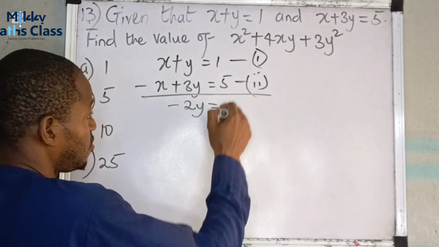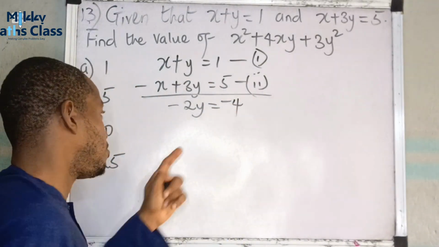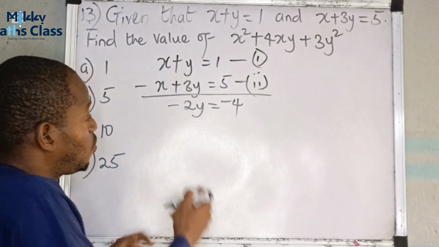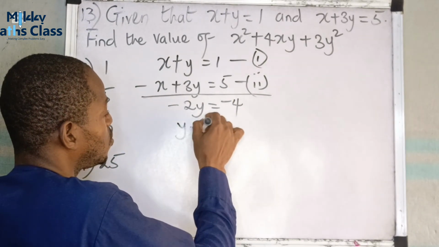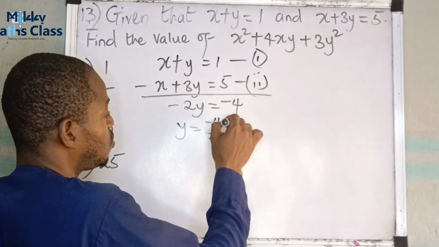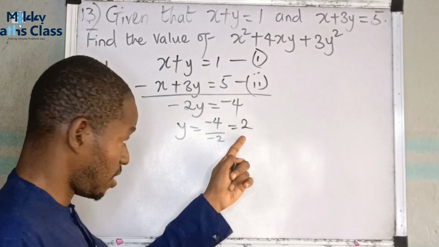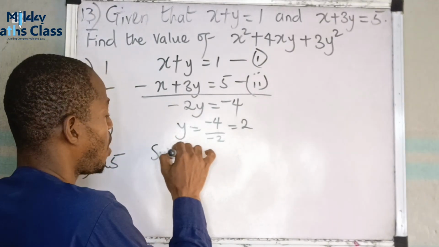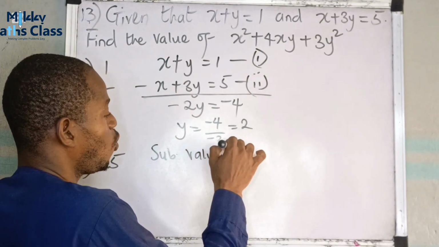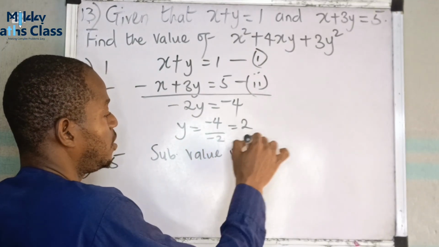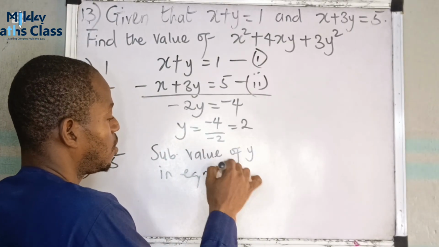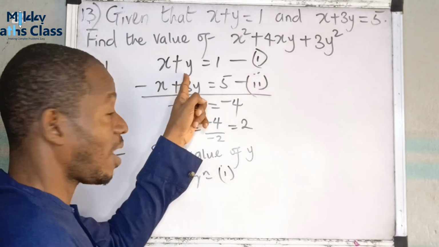We have negative 4. Divide both sides by negative 2, the coefficient of y, which is negative 2. So our y will be equal to negative 4 over negative 2, which is equal to 2. So the value of our y is 2. Now substitute the value of y into equation 1. So wherever we see y, we put 2.